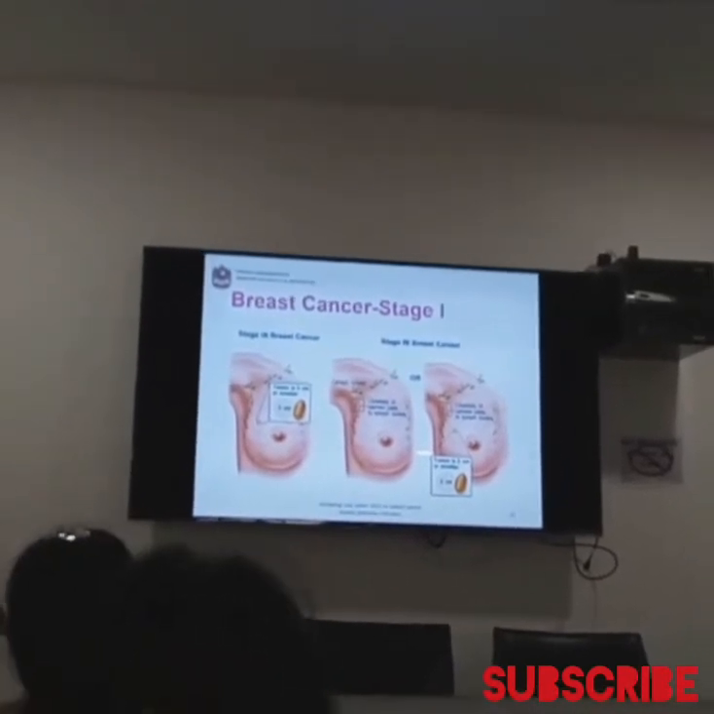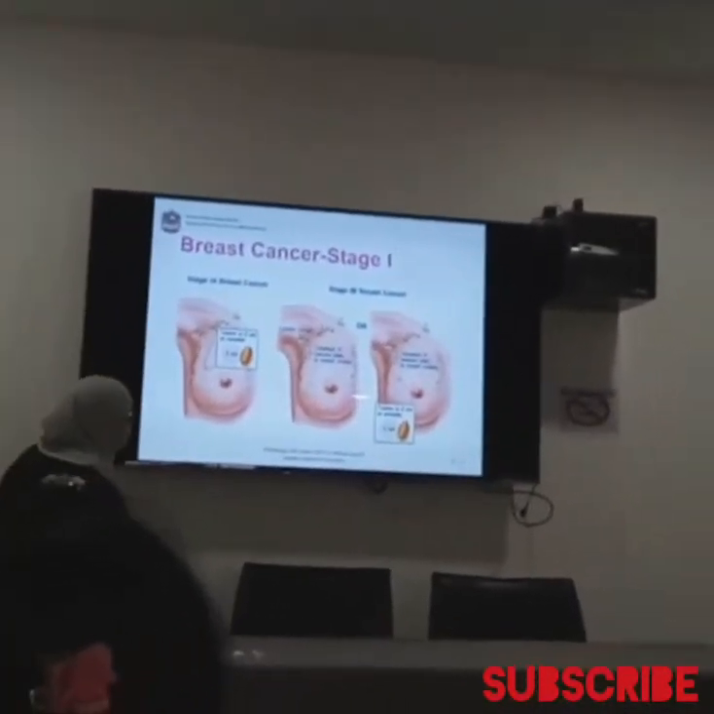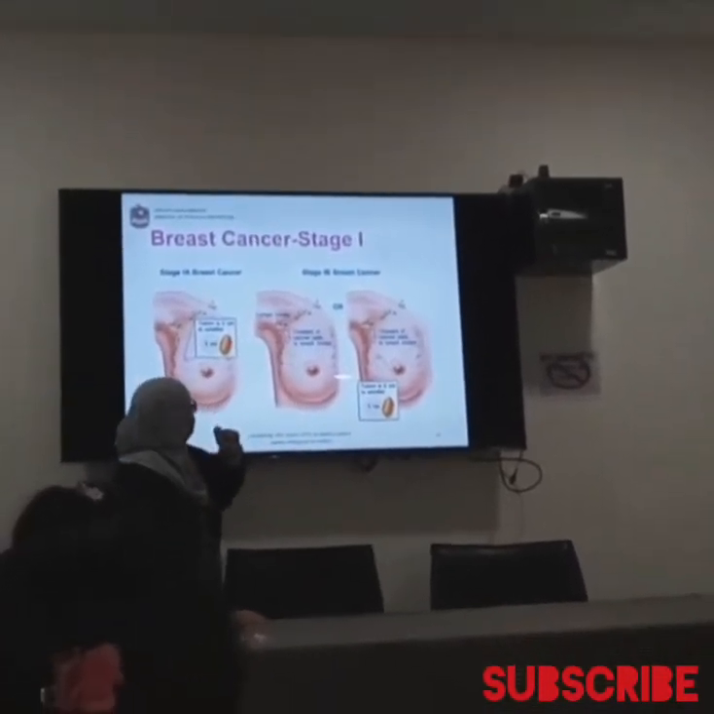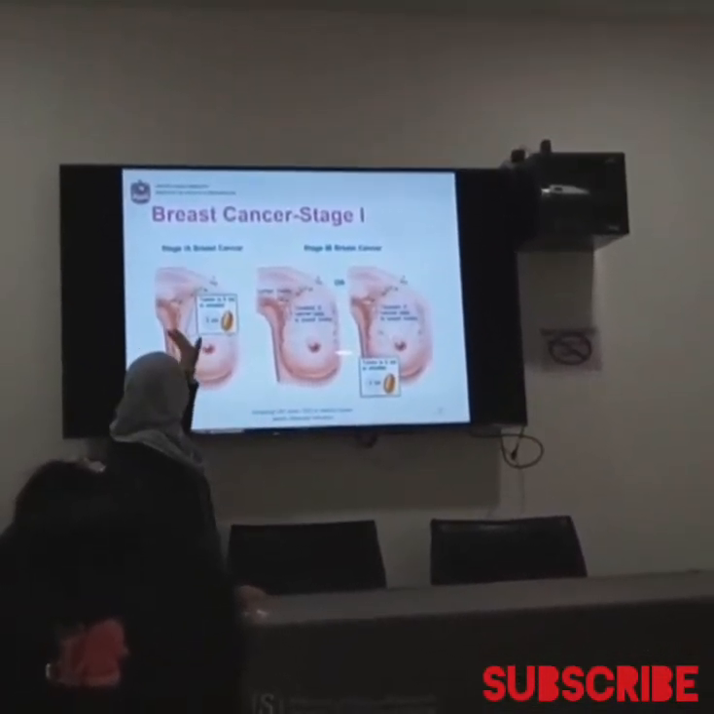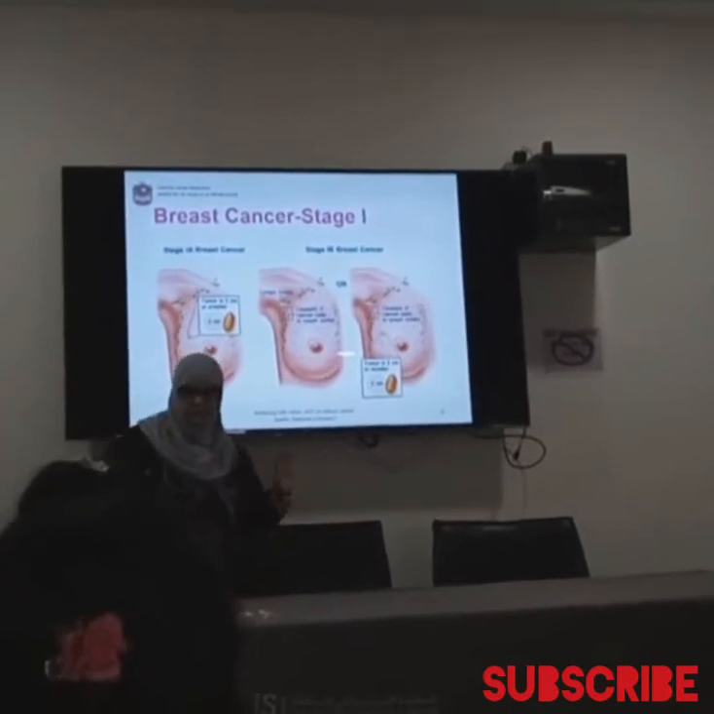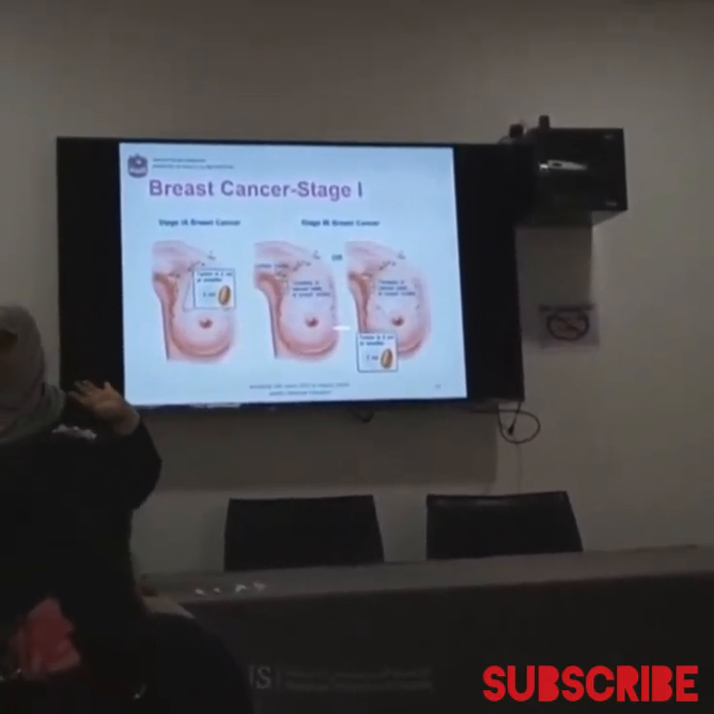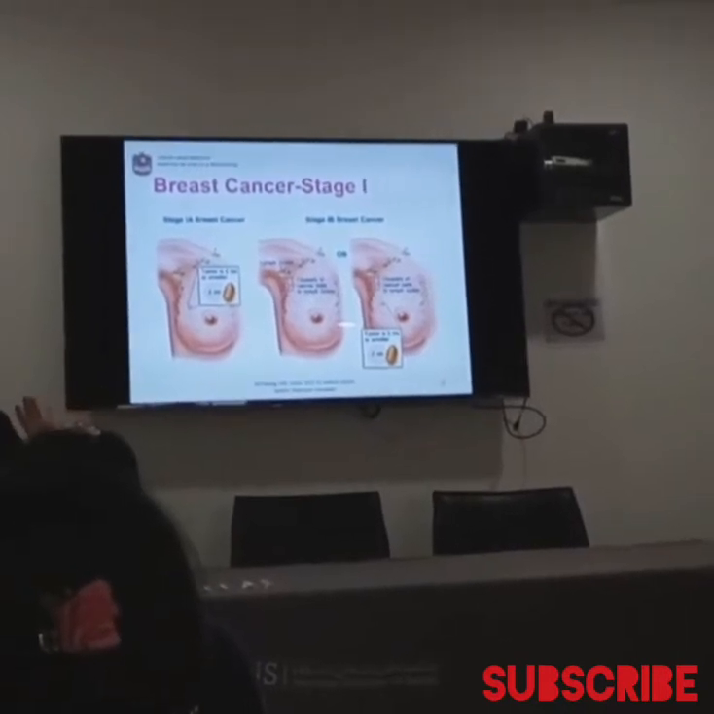This is stage 1. The tumor, as you see, is like a peanut. It is small. And there are no lymph nodes involved. The lymph nodes under the axilla show no cancer. There is no cancer here.